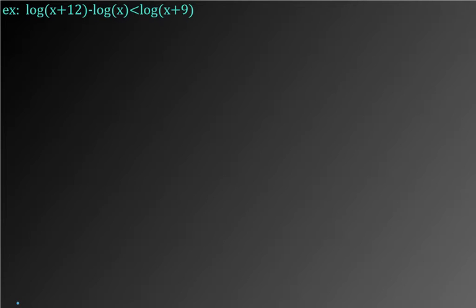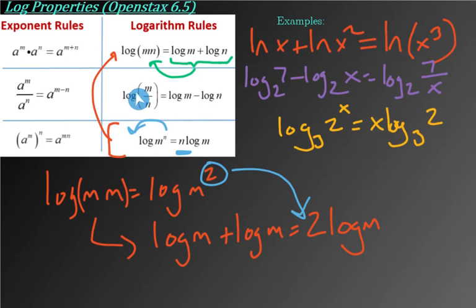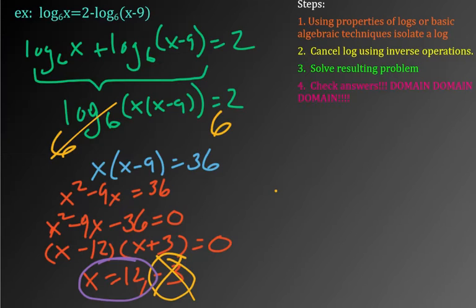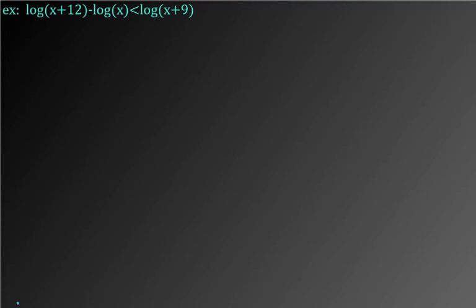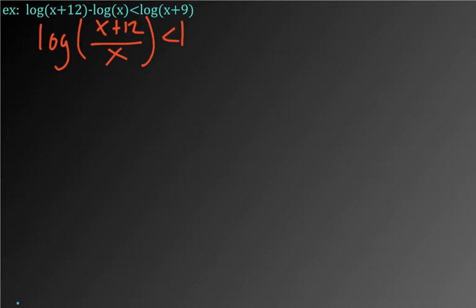All right, so this one has 3 logs in it, and I can start by simplifying because I have subtraction between these two, right? So there was that property that said, I'll go back to it. So this property just says if you have subtraction between the logs, then you can do division like that. They do have to be the same log though. And these are base 10, so you can definitely do it. So we got log of (x plus 12) over x, right? Now less than log of x plus 9, right?